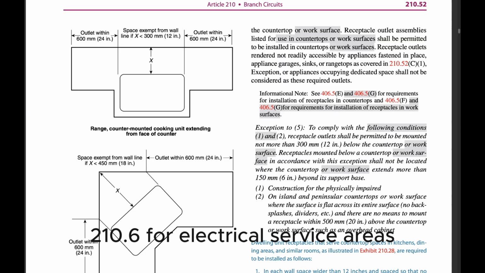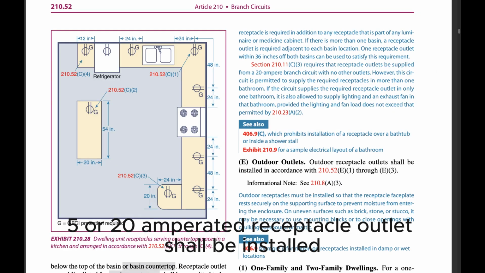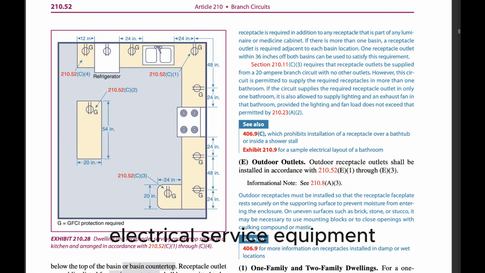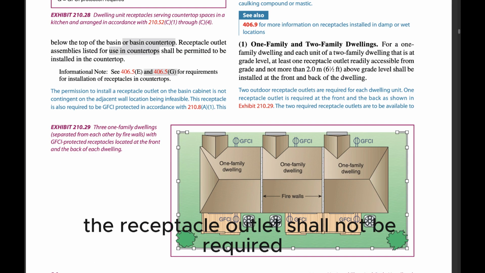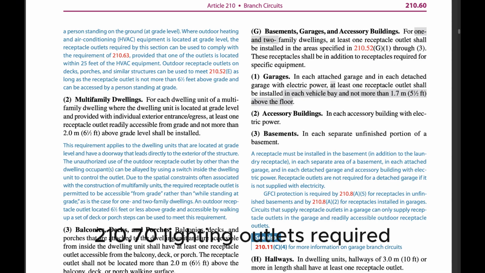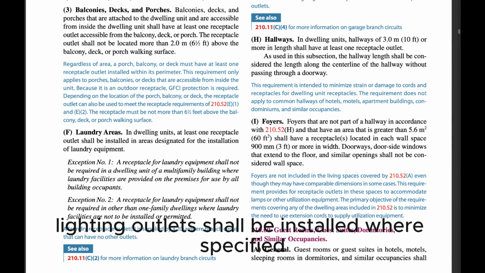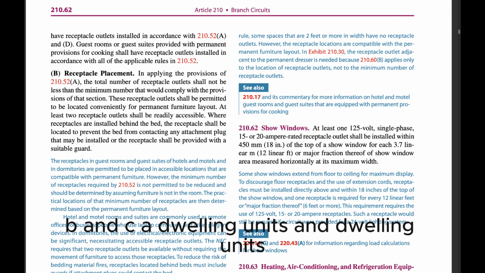210.64 Electrical service areas. At least one 125-volt, single-phase, 15 or 20 ampere rated receptacle outlet shall be installed at electrical service equipment. Exception no. 1. The receptacle outlet shall not be required to be installed in 1 and 2 family dwellings. 210.70 Lighting outlets required. Lighting outlets shall be installed where specified in 210.70 (A), (B), and (C). (A) In dwelling units.